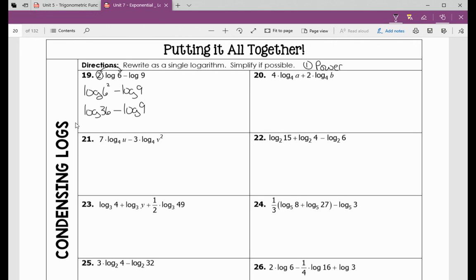And now I have a log minus a log. So when I write this as one fraction, should I multiply 36 and 9 or divide them? Divide it, because it is subtraction. Since I can divide 36 by 9, I get log of 4. And that would be my final answer. If you can't reduce that fraction, it's okay. It just stays the unreduced fraction.